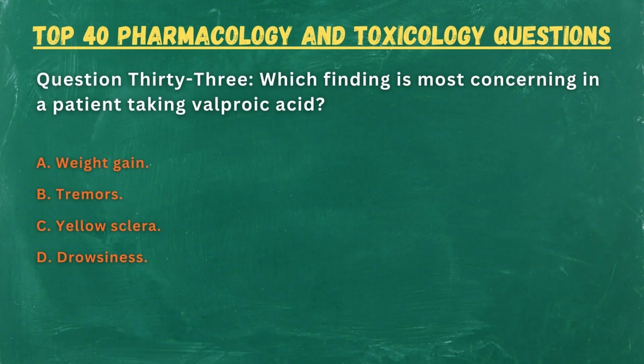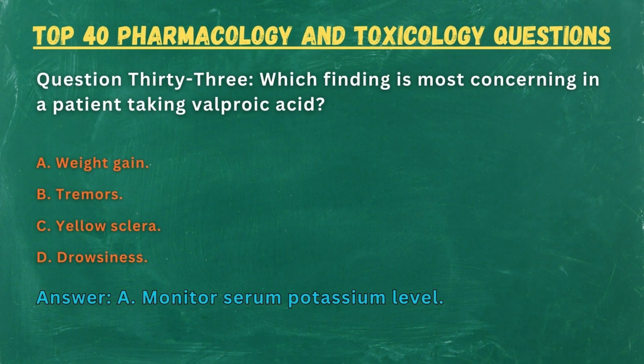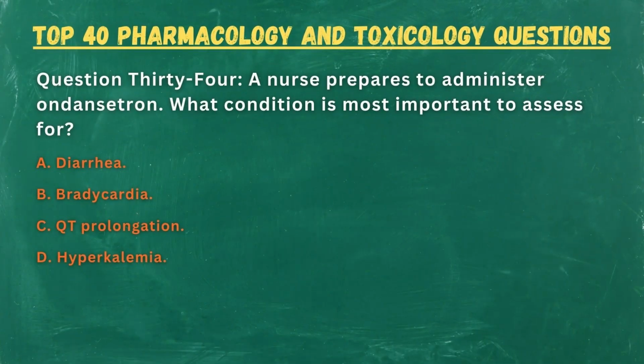Question 33. Which finding is most concerning in a patient taking valproic acid? A. Weight gain. B. Tremors. C. Yellow sclera. D. Drowsiness. Answer: C. Yellow sclera.